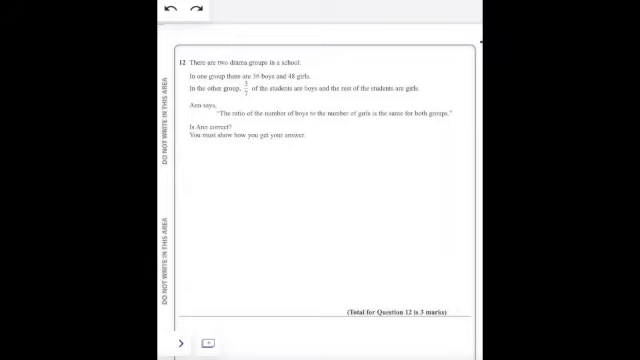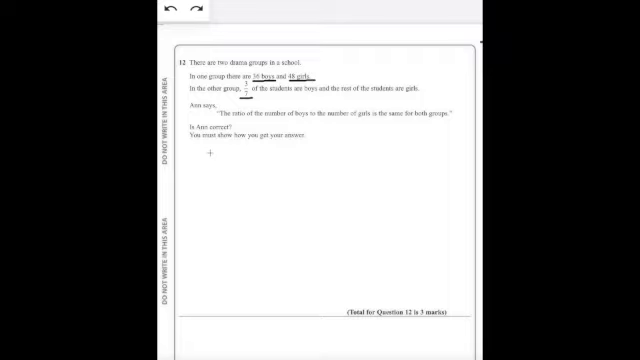Starting off then, the last lesson we finished on question 11. This is our question 12. There are two groups. In one group there are 36 boys and 48 girls. In the other group, 3 out of 7 of the students are boys and the rest of the students are girls. Anna says the ratio of the number of boys to the number of girls is the same for both groups. Is Anna correct?